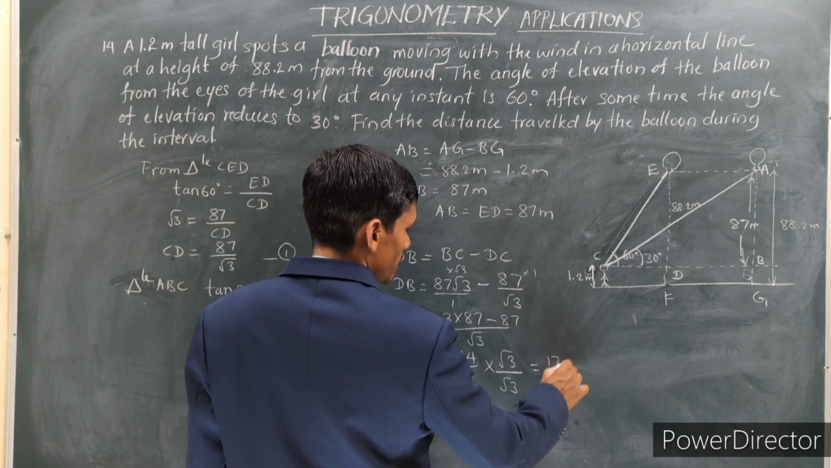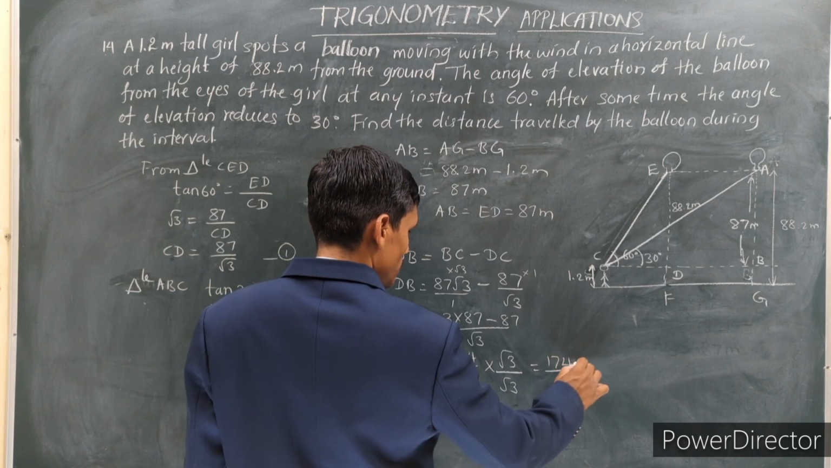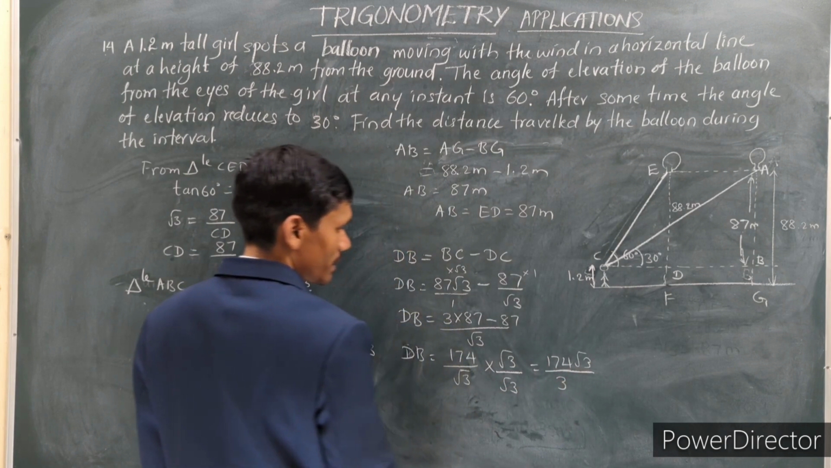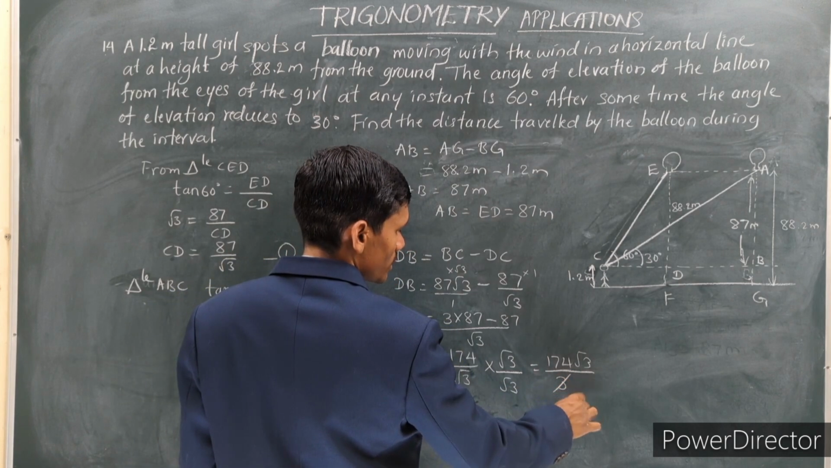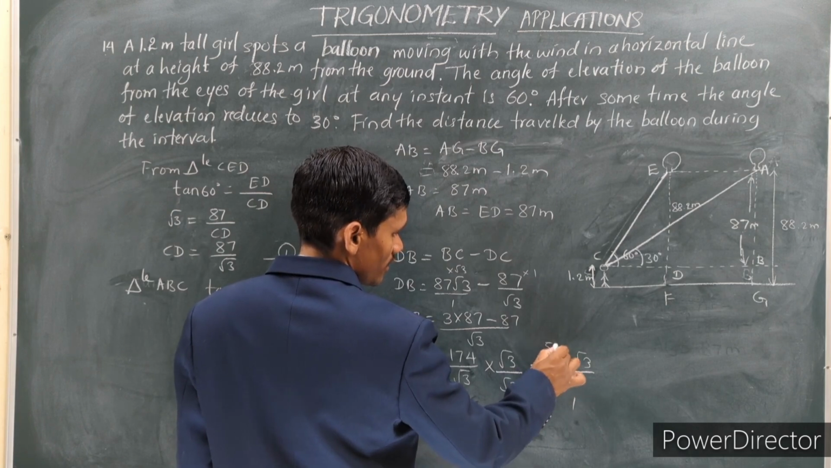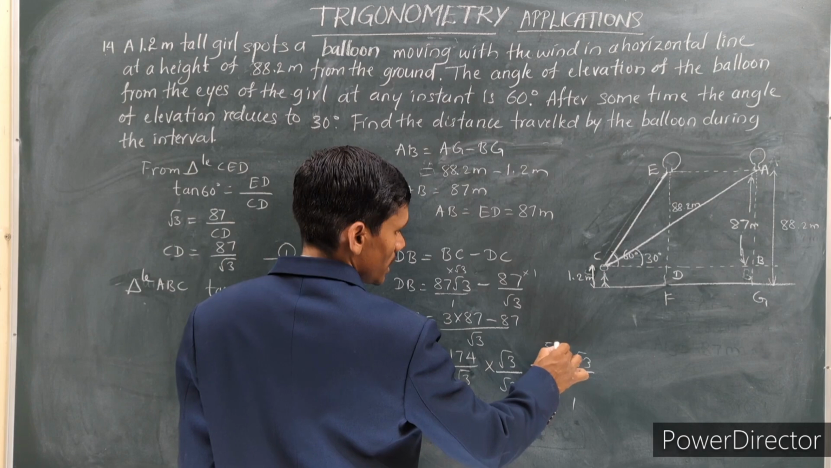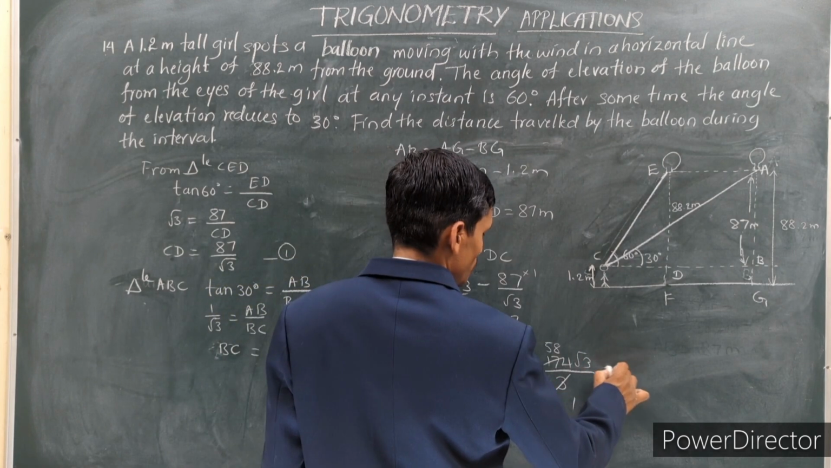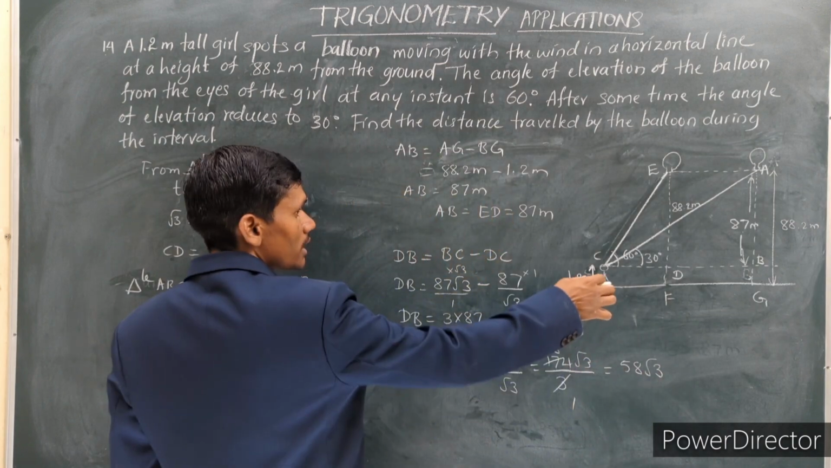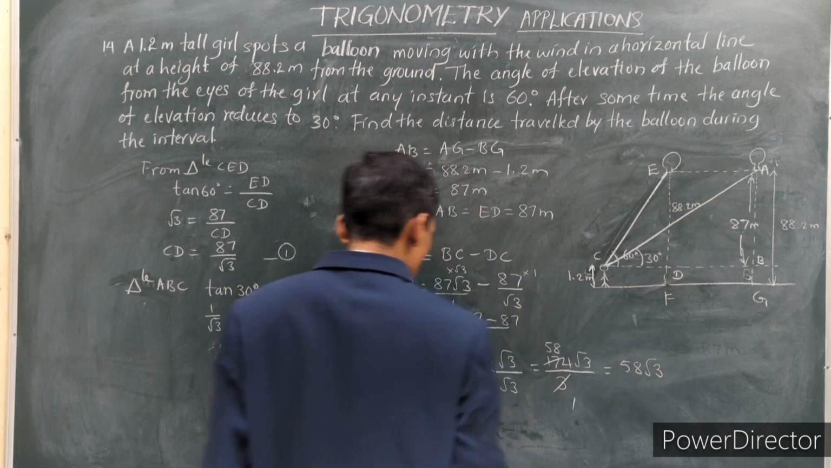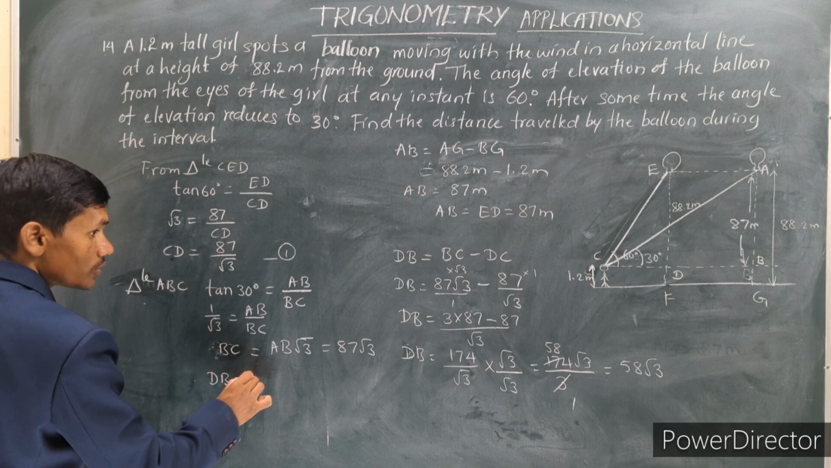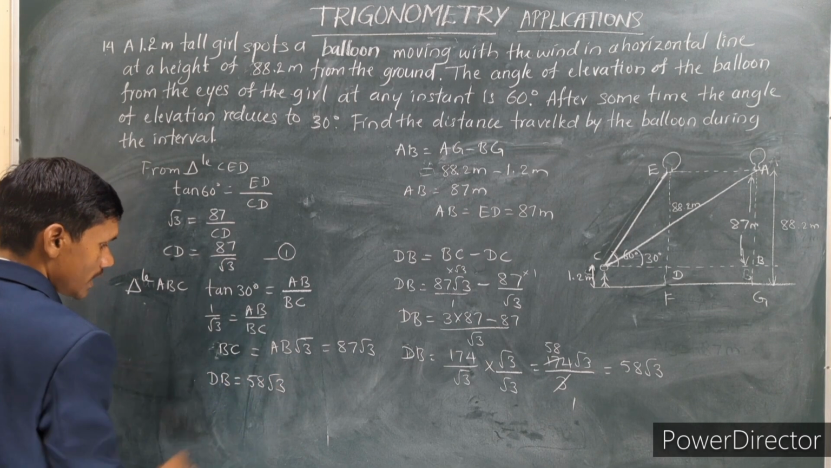This becomes 174 divided by 3, root 3 gets cancelled, 3 remains. 3 ones are 3, 7 4 12, 3 5s are 15, 2 remains 24, 3 8s are 24. So what do we get here? 58 root 3 you are getting. That dB is the distance traveled by the balloon. So therefore dB is equal to 58 root 3, right?